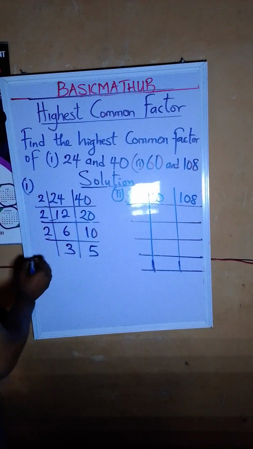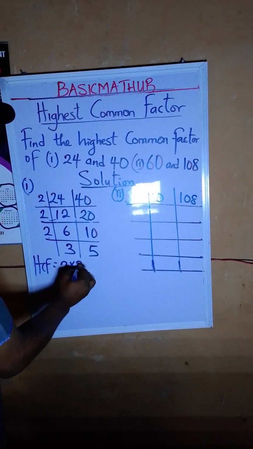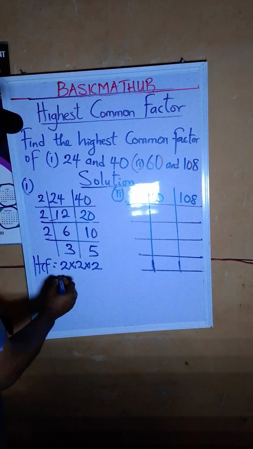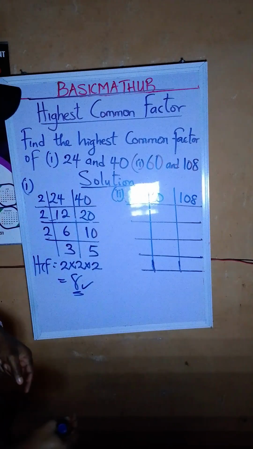That's your HCF. So the HCF for this one will be equal to 2 times 2 times 2, and what will that give you? 8. So let's look at 60 and 108.